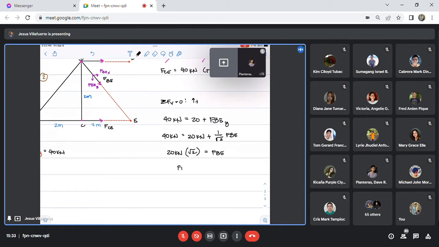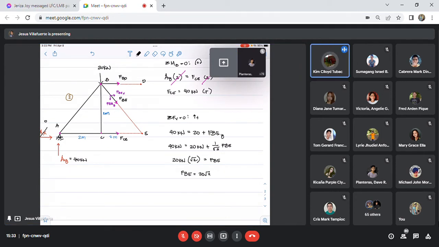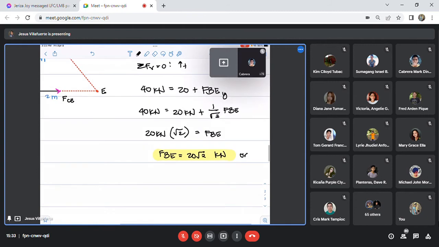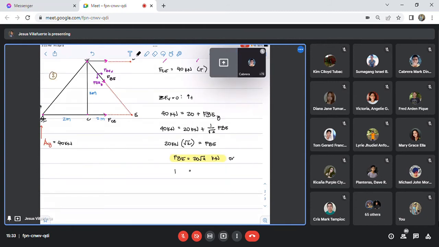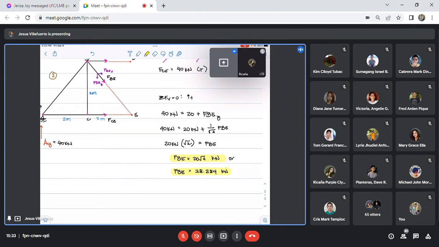So what is FBE? 20 the square root of 2, 28.284 kilonewtons. So if your answer is in radicals such as 20 the square root of 2, that is correct. But if you round it off to 28.28, then it is also correct.